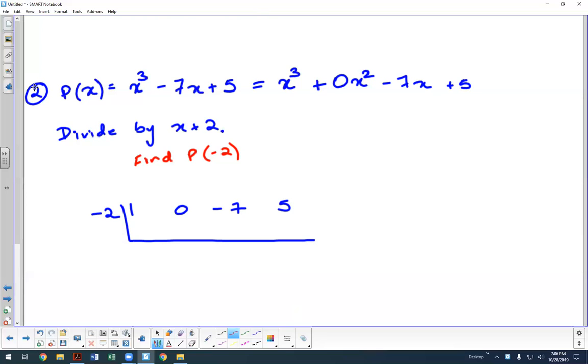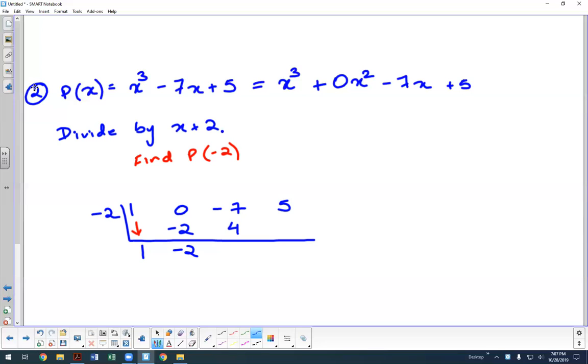Okay, so set up your polynomial, get your divisor, and then remember the first term comes down as it is without any changes. So that's my 1 coming down. Now multiply. So -2 times 1. -2, that's going to go in our second spot. 0 plus -2. -2. Again, multiply. So what's -2 times -2? +4.